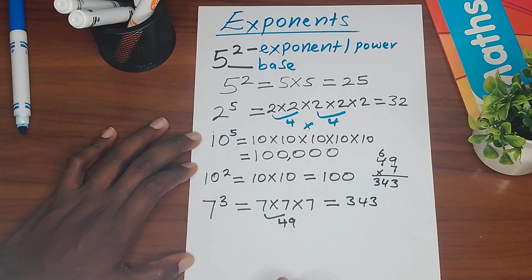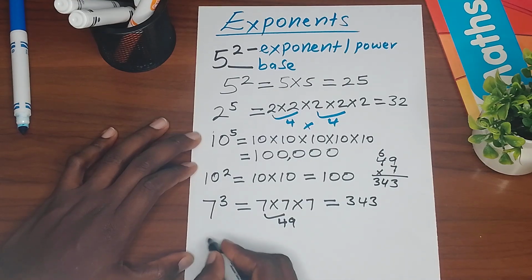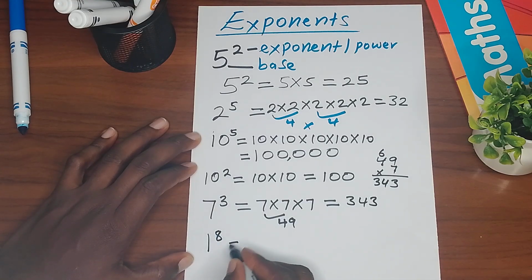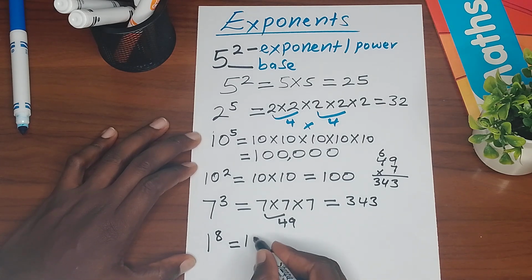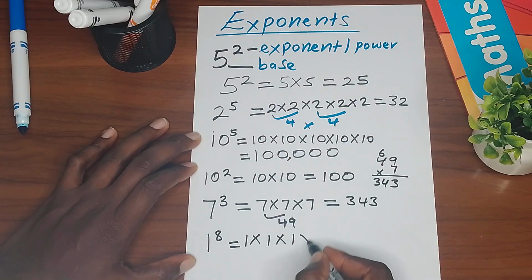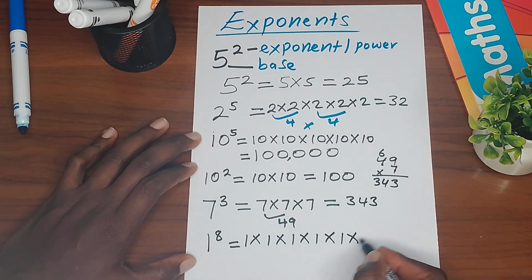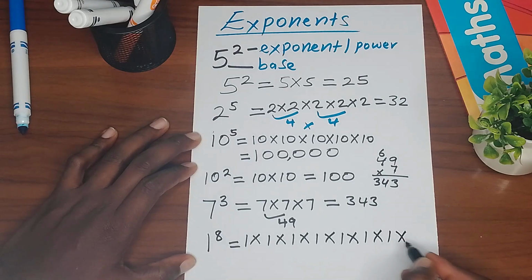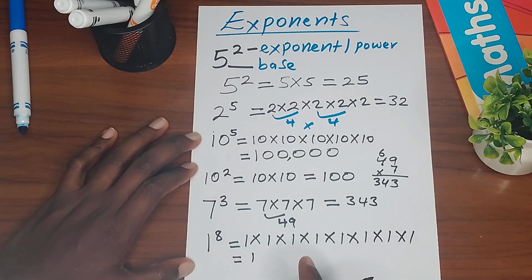Then we also have other examples, as I had promised you to show you. Like if we have 1 power 8, this means we are going to multiply 1 times 1 times 1 times 1, 8 times. 1, 2, 3, 4, 5, 6, 7, 8. Which means this answer is going to change. It will still be 1. So 1 power any number is 1.